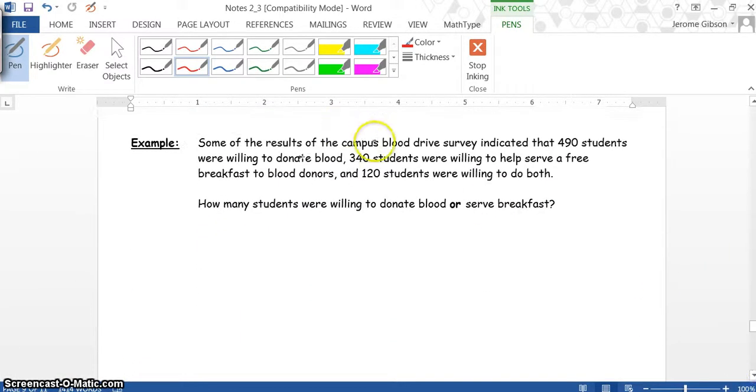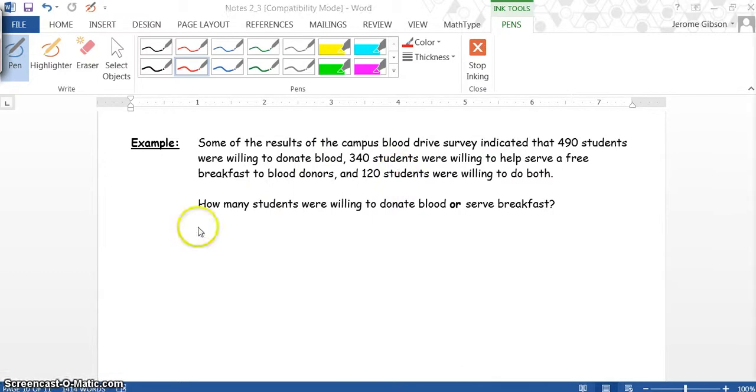Now, example: some of the results of the campus blood drive survey indicated that 490 students were willing to donate blood, 340 students were willing to help serve a free breakfast to blood donors, and 120 students were willing to do both. How many students were willing to donate blood or serve breakfast?